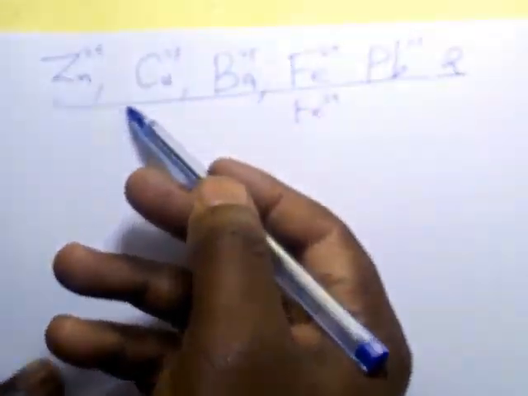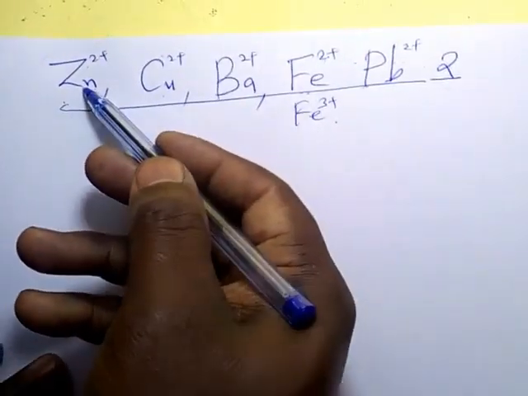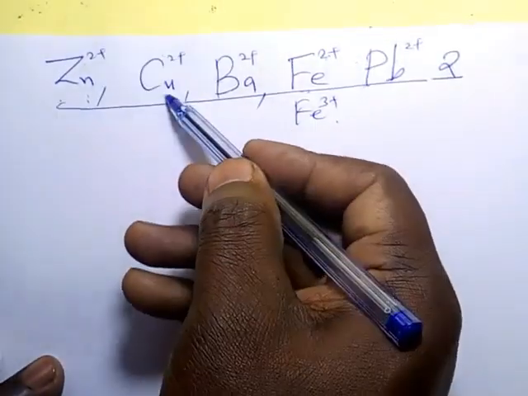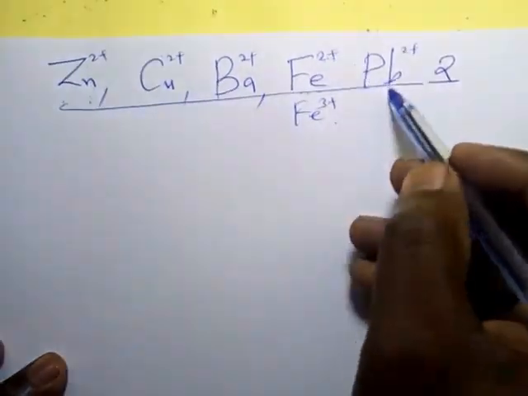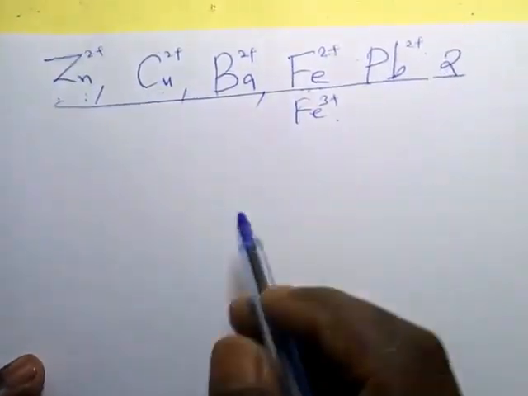So this should not be a problem. Whenever you say zinc, remember zinc has a valence of 2. Copper has a valence of 2. Barium has a valence of 2. Iron a valence of 2. Lead a valence of 2.